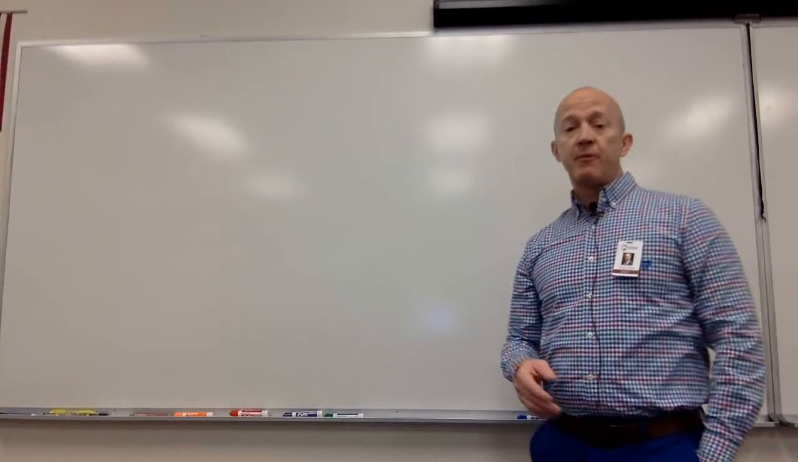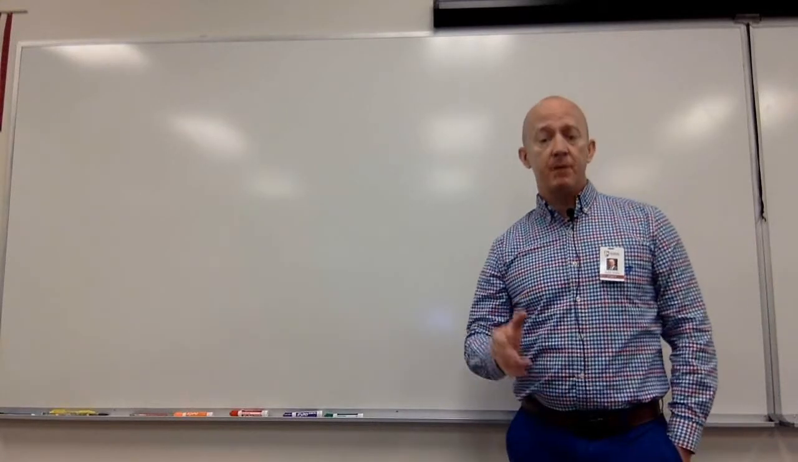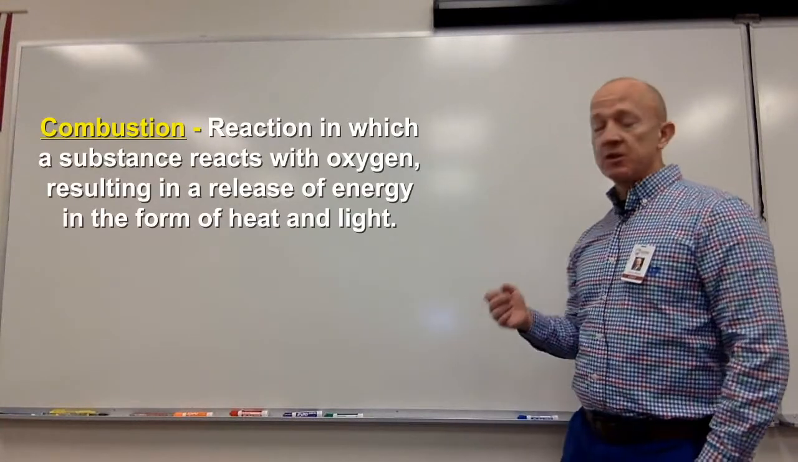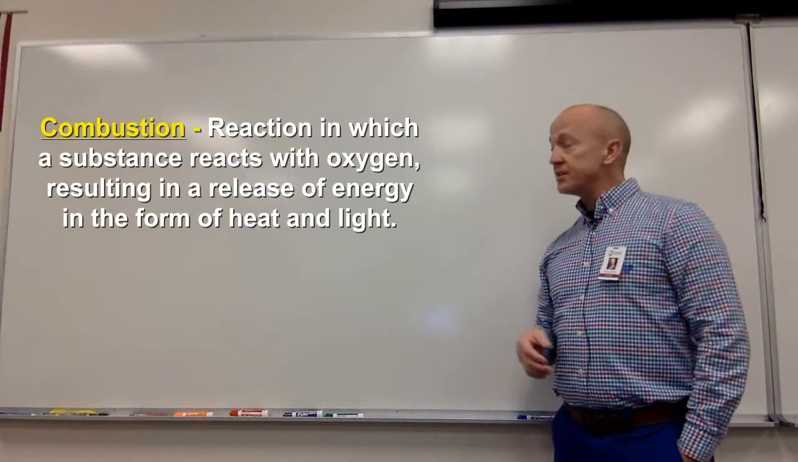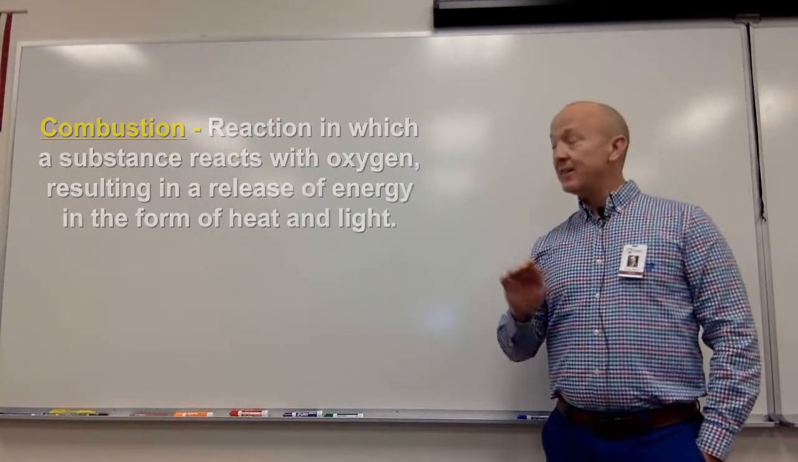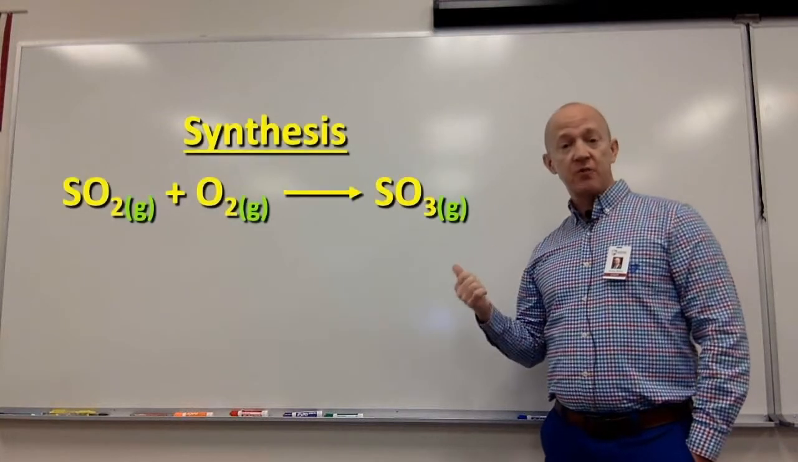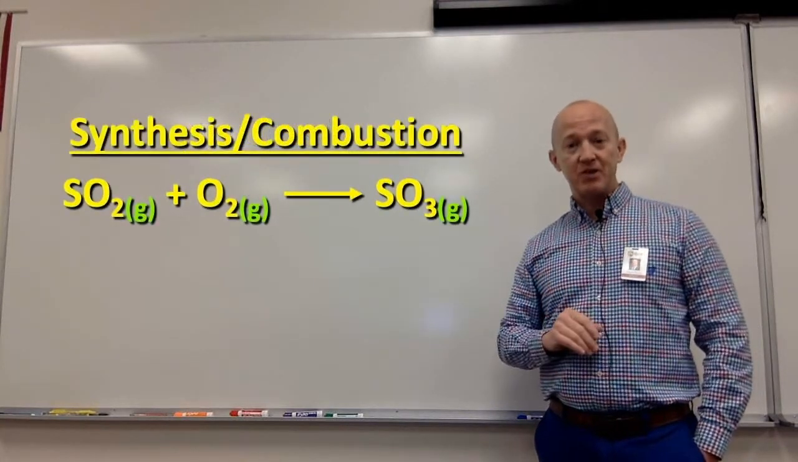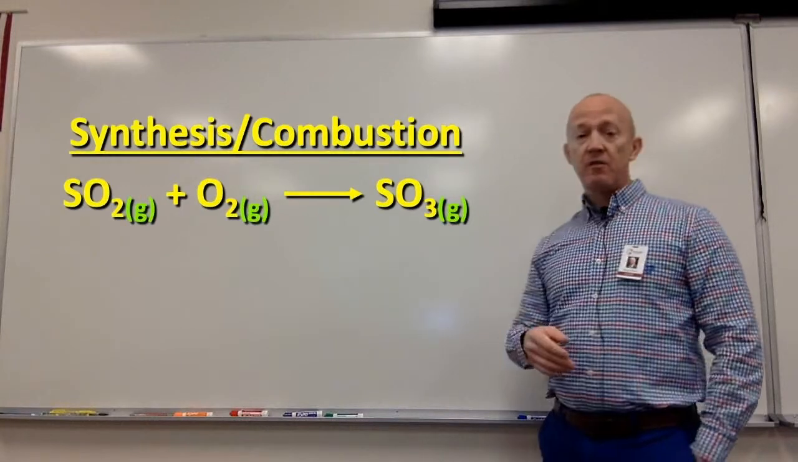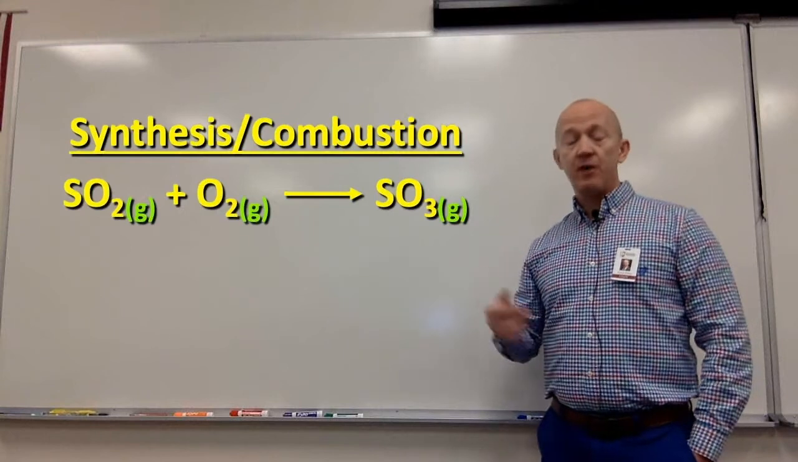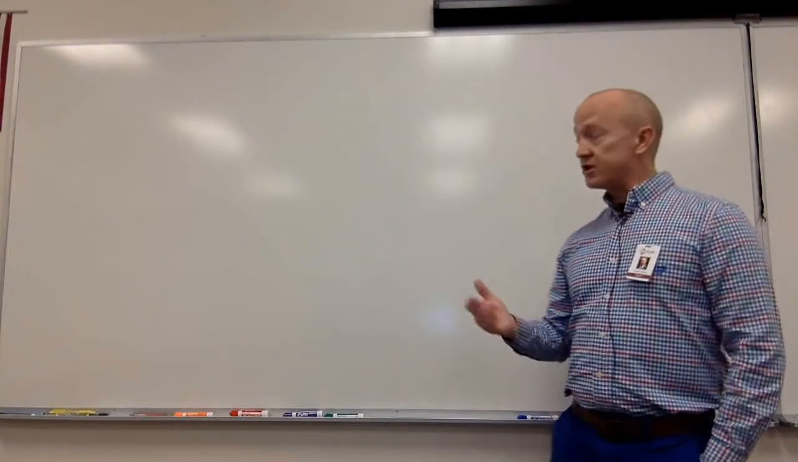The second type of reaction we'll talk about is a combustion reaction. In a combustion reaction, you'll have oxygen combining with a substance, and in the process, a releasing of energy in the form of heat and light. As a matter of fact, that last reaction, the one with sulfur dioxide and oxygen, could also be classified as a combustion reaction because oxygen is involved as one of the reactants, and heat and light energy are given off in the process. Here's another combustion reaction.